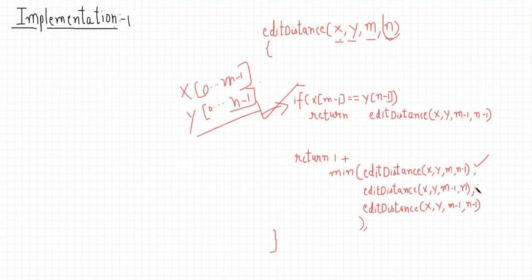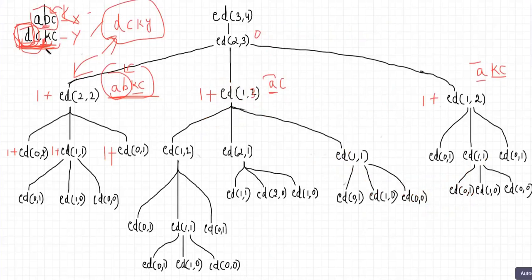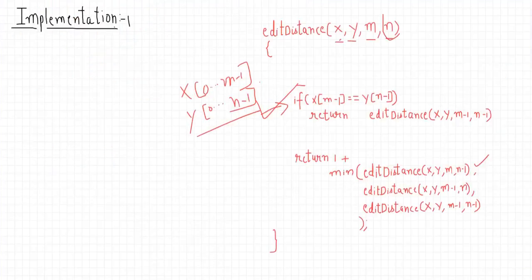This is delete operation. That means if the characters are not matching, B is not matching with K, I delete B and I try to match A with K here. This is the X after deleting the character B, but now I have to match a prefix of length 1 with the prefix of length 3. So that's why I'm calling the same function for M minus 1 and N lengths.